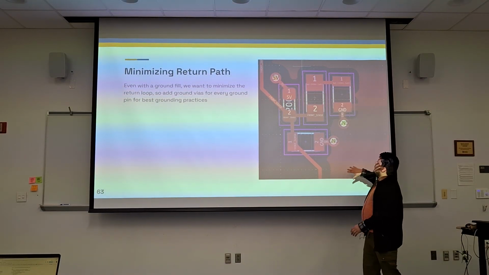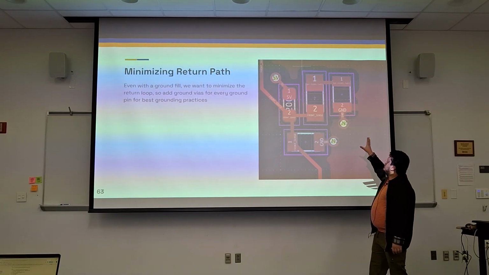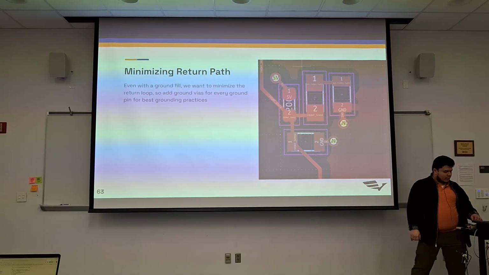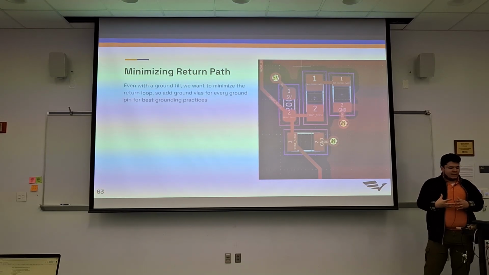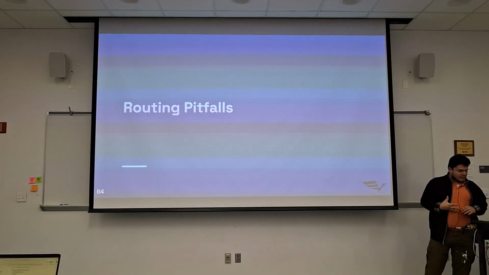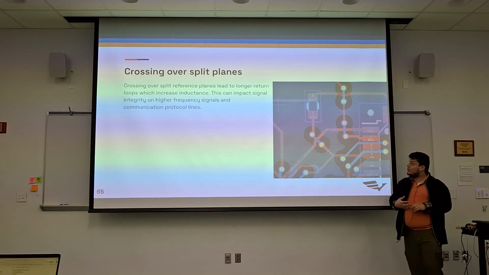Right? If you track how the current loop goes, always put ground vias next to the pads. Not in the pads, because you don't need them, but very close to them. And so some pitfalls is, as I mentioned, crossing over split planes.